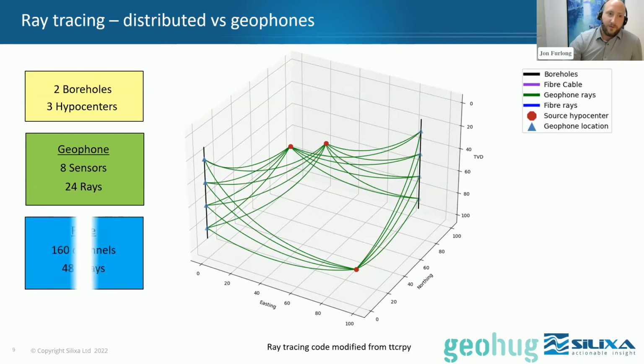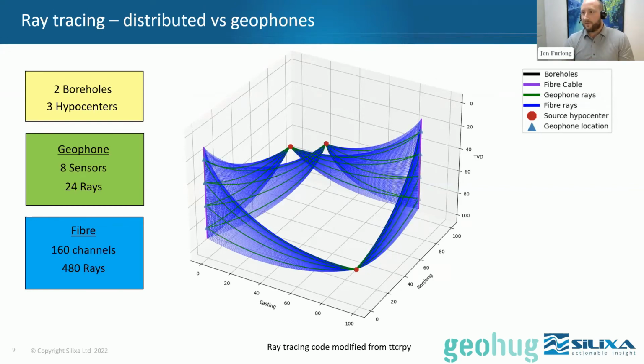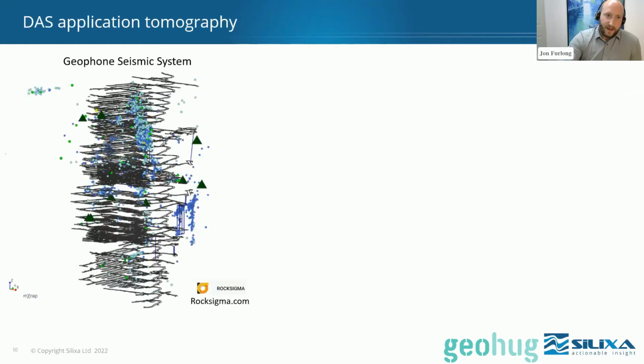But now in purple, if you were to instrument the entire borehole with fiber, that means every meter of that 80-meter borehole becomes a sensor. And then you have 160 channels in total between 2 arrays. And if you ray trace through that space, then you get 480 rays. So just a lot more sampling, in this case a 20-fold increase in sampling. So that's really useful for some of the tomography work that mines are doing now and adding resolution to that.